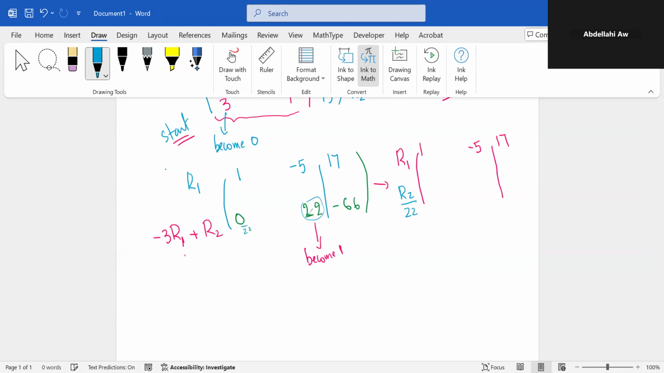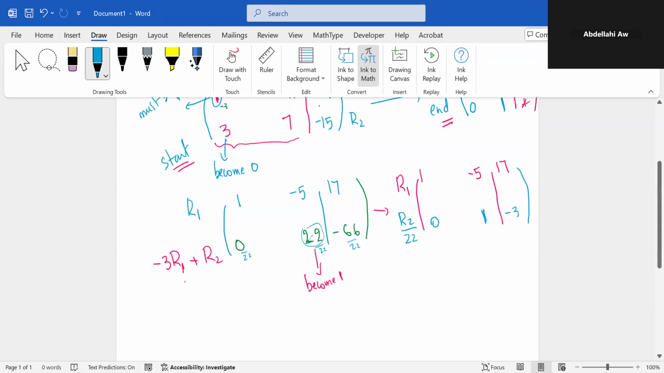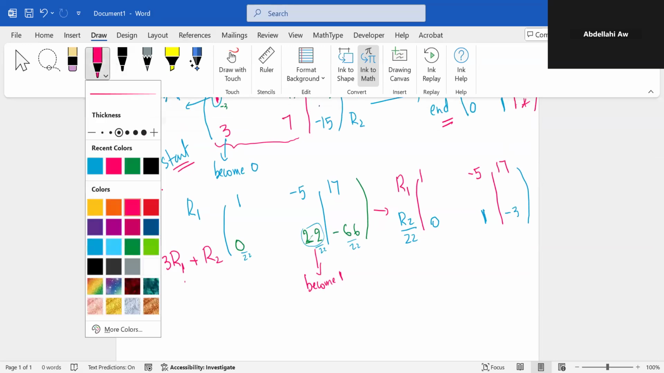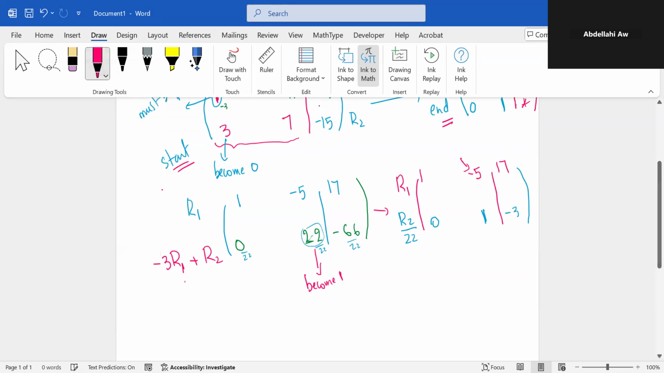0 divided by 22 is 0, right? 22 divided by 22 is 1, right? And negative 66 divided by 22 is negative 3. All right, you see, I'm almost done. Now, my last step, I need this one to become a 0.